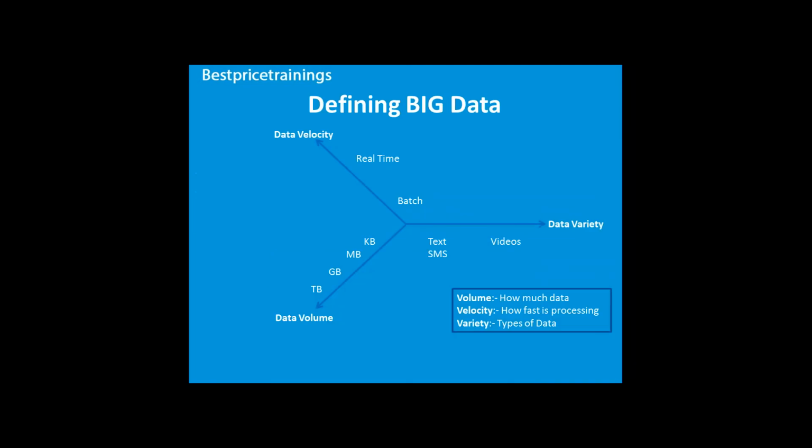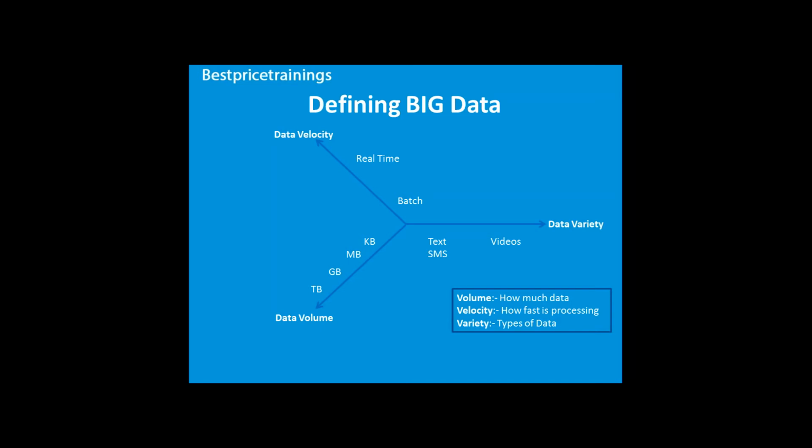Moving forward, the most important point to consider here is how we can identify whether the given data is actually big data or not. There are three key parameters related to this: data velocity, volume and variety. Let's have a quick idea about all of them one by one.